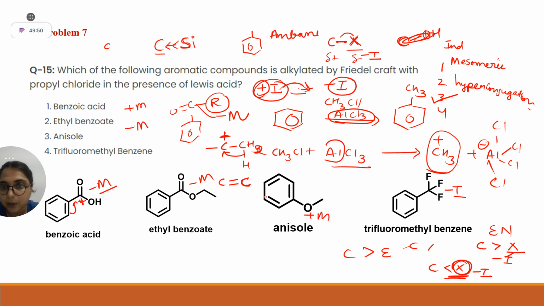So that is hyperconjugation. Let's say I have given you this molecule CH3, CH3, and one molecule is this. Which is having more hyperconjugation among these two, first one or second one?